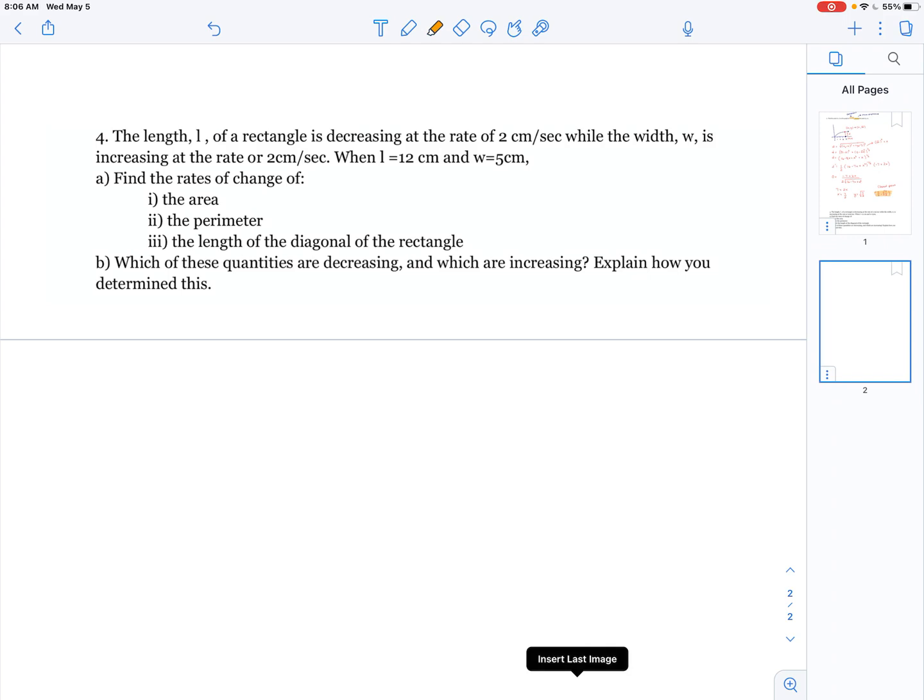Okay, so it says the length of a rectangle is decreasing at this rate, while the width is increasing at this rate, and I'm pausing the video when the rectangle is 12 by 5. Okay, and then we're going to find the rates of change of area, perimeter, and the length of the diagonal of the rectangle. Okay, so I'm going to draw a picture.